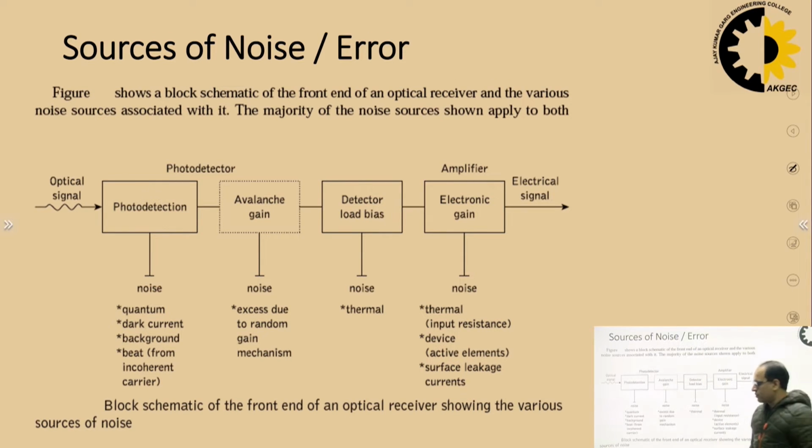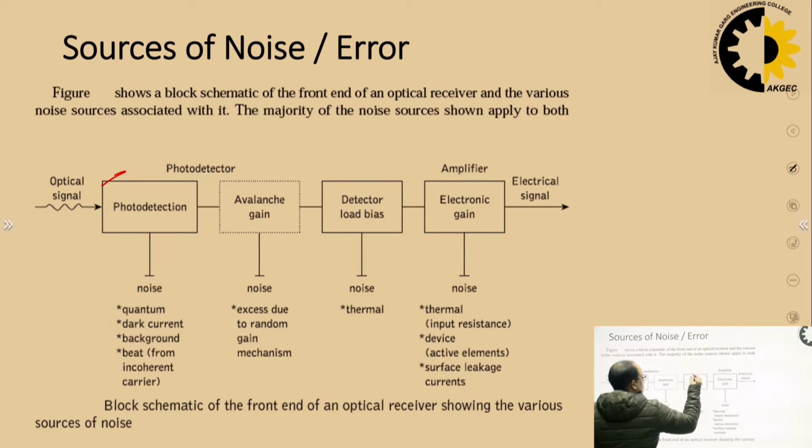So first of all, at the photodetector, the first element is the photodetector. The photodetector can be a multiplied avalanche photodiode, or it can be unmultiplied, a PIN or PN junction photodiode. Clear? After this, there will be a load resistor, and then there is an amplifier. So the noise present in the photodetector is the quantum noise, dark noise, background noise, or beat noise. Clear?